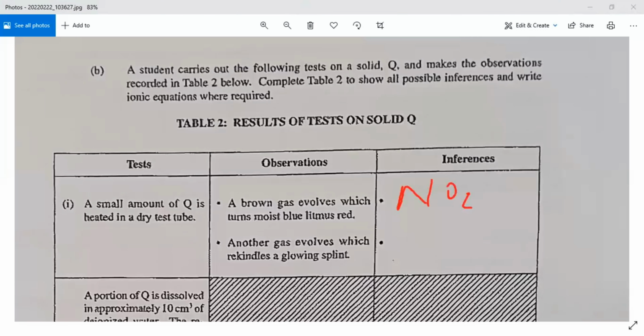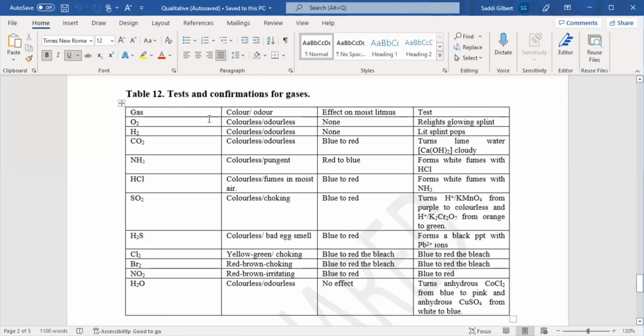It says another gas evolves which rekindles a glowing splint. So you can go back to your notes again and see which gas rekindles a glowing splint. Let's check oxygen. See there, it's a colorless, odorless gas. It has no effect on litmus, and right there, it relights or rekindles a glowing splint.